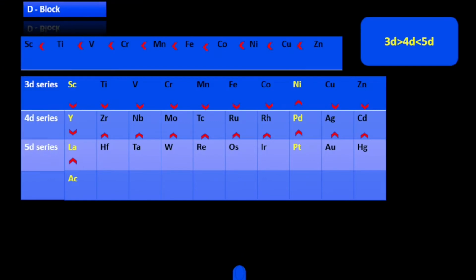Now for D block, simple. As soon as we move from scandium to zinc, ionization energy will increase. Now along the group, there are 2 exceptions and some important points. You can see here that the 3D series has more ionization than 4D, and 5D has more than 4D, which I had shown here, like titanium, zirconium, hafnium.